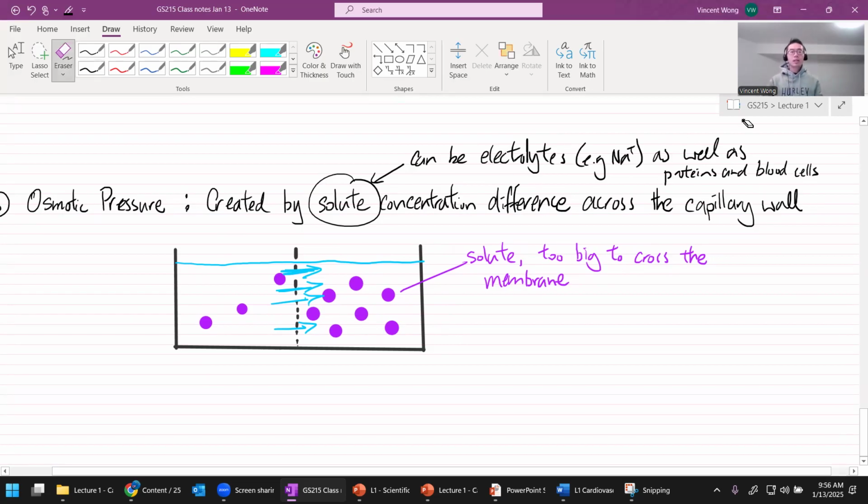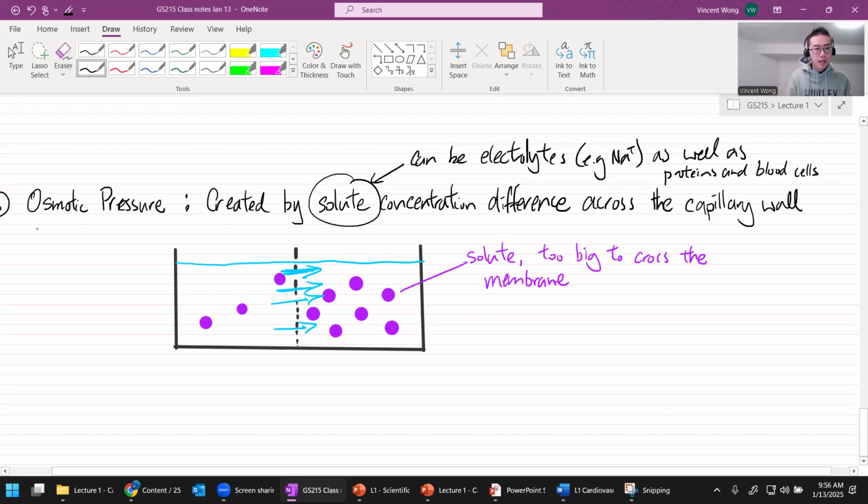These things are typically too big, the proteins and the blood cells, they're too big to leave the capillary walls. Even though it's leaky, these things are really big, they're not going to move. So they are like the purple balls, and they are there to increase the solute concentration.